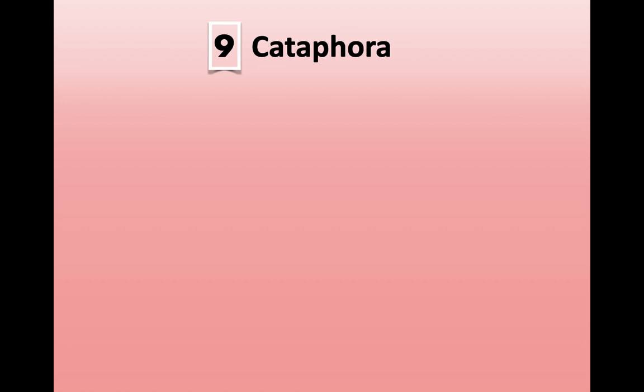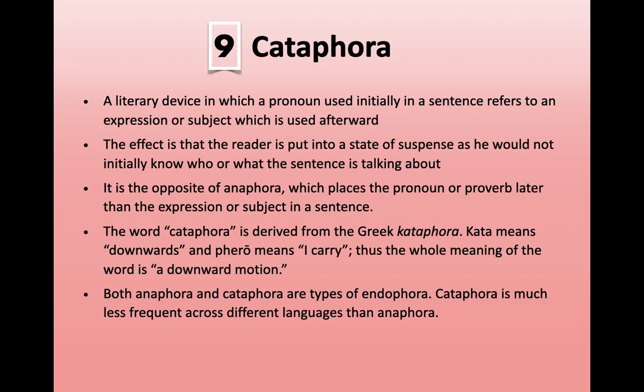Remember, I said this about anaphora. Anaphora is when the pronoun comes second, noun first. Cataphora is when the pronoun comes first and noun second. Cataphora is a literary device in which a pronoun used initially in a sentence refers to an expression or subject which is used afterwards. They comes first, parents come second.